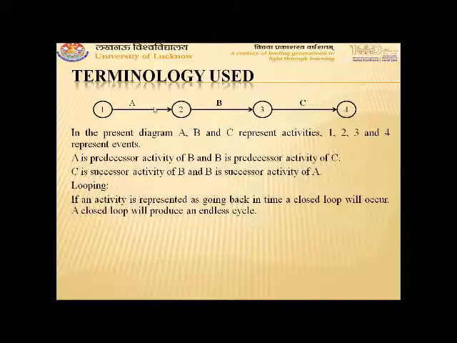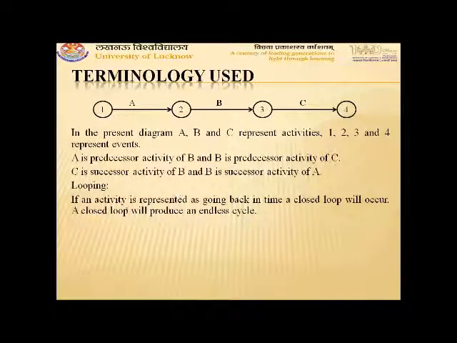So the activity which completes before the start of the next activity, like A and B, are called predecessor activities, and the activity which starts after the completion of one or more activities is called a successor activity.